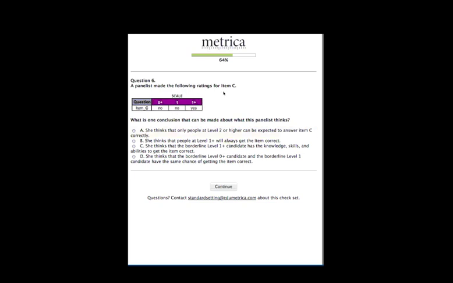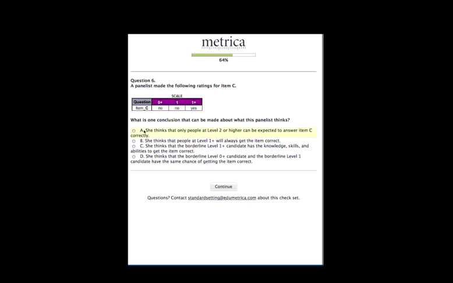Look at this set of ratings for item C. What can you conclude about what the panelist thinks? The panelist thinks that a person, a borderline level 0+ person, cannot answer this item C correctly. A borderline level 1 person would not get this item correct, but a borderline level 1+ would. Does she think that only people at level 2 or higher can be expected to answer item C correctly? No, because she thinks that borderline level 1+ people can.